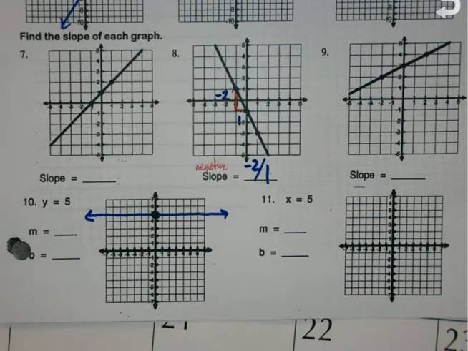Anybody remember what the slope is of a horizontal line? 0. Yeah, there is a slope, it's just 0. It's a mathematical thing, but I see what you're saying when you say there's no slope, because you're like, I'm not going up or down, I'm just going.